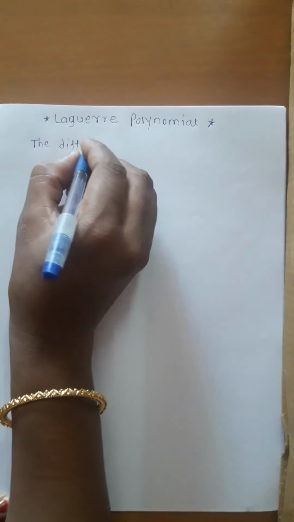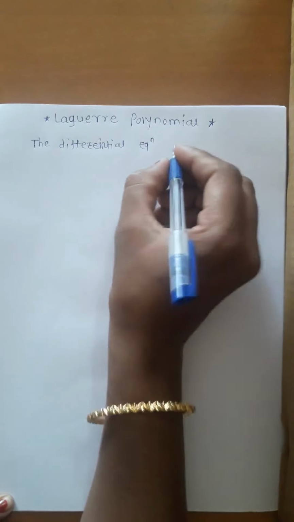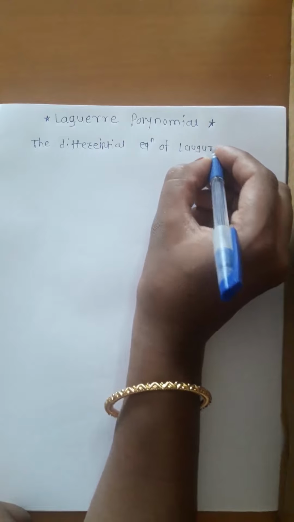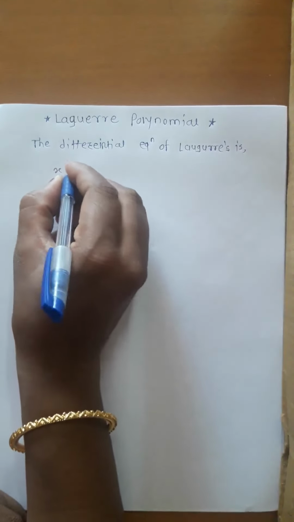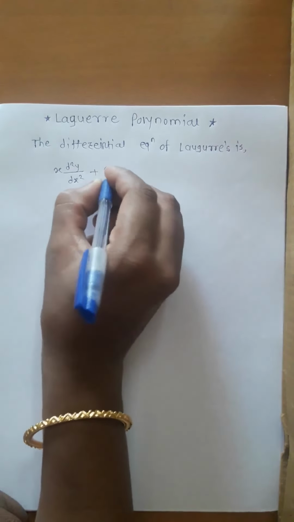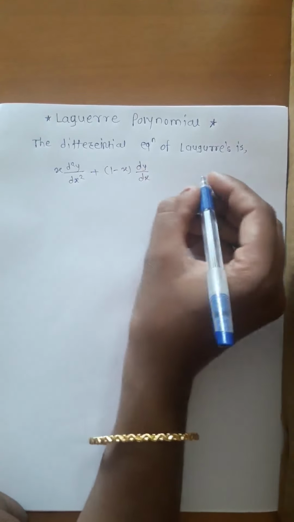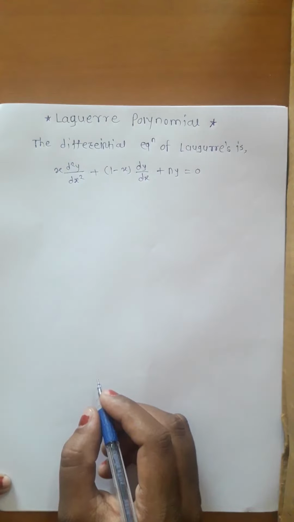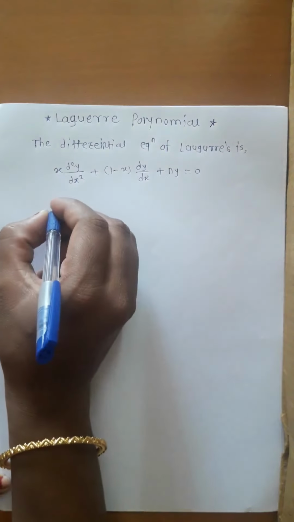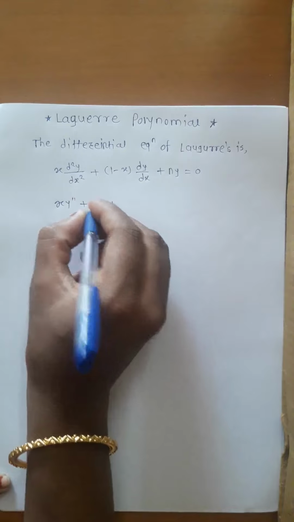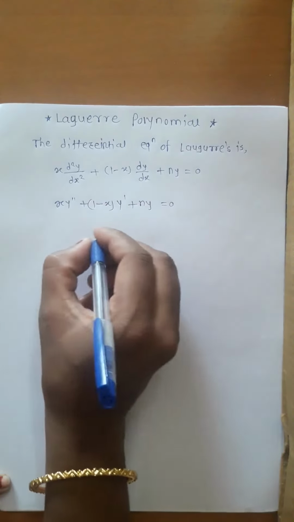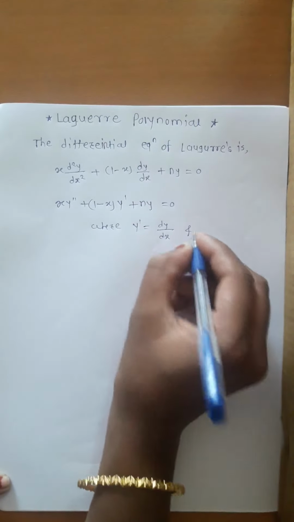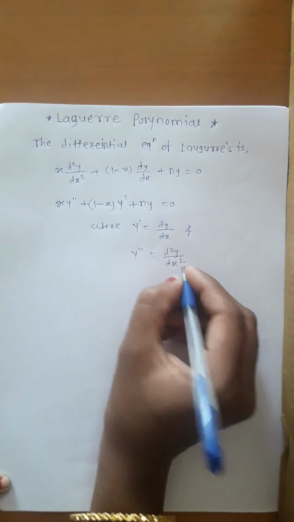The differential equation of Laguerre is x into d square y by dx square plus 1 minus x into dy by dx plus ny is equal to 0, and this equation we have to write in terms of x into y double dash plus 1 minus x into y dash plus ny is equal to 0, where y dash is equal to dy by dx and y double dash is equal to d square y by dx square.